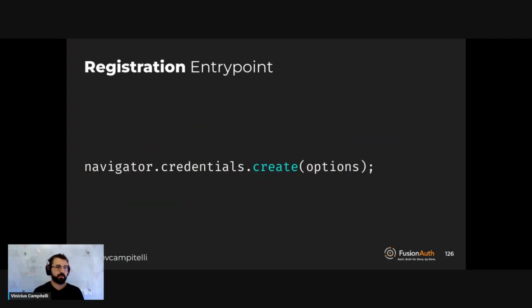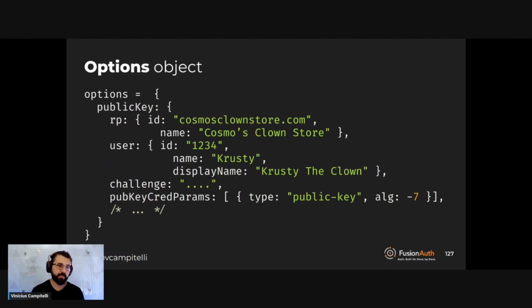Just to finish things up, the registration entry point for your browser API is pretty much the same. The difference is that it's not get anymore, it's create. So you just call navigator.credentials.create, and you should pass those options, which would be the relying party ID, the user name or user display name, and the challenge that your backend created. You can also say that you want to use elliptic curves with ECDSA. So that's what that -7 stands for. That's an algorithm identifier that stands for ECDSA. So you can have such constraints. So that's pretty cool as well.